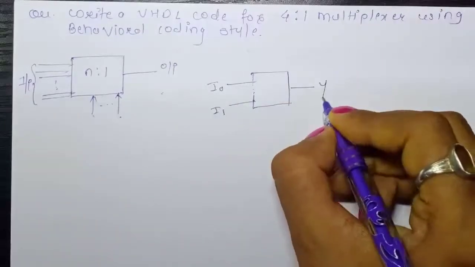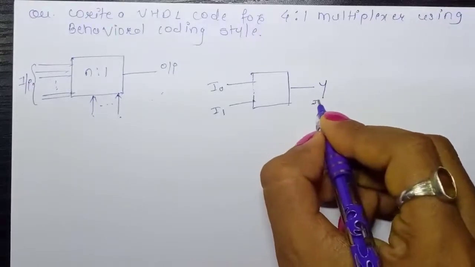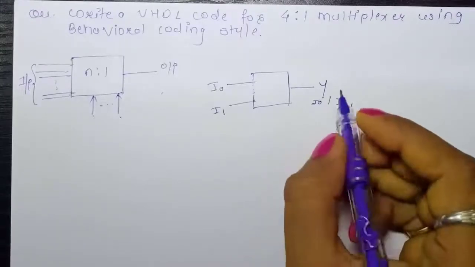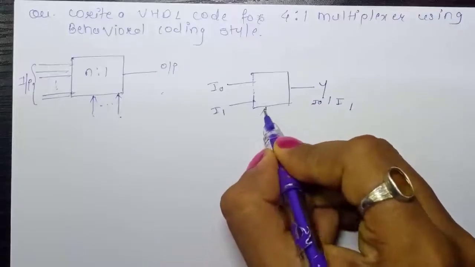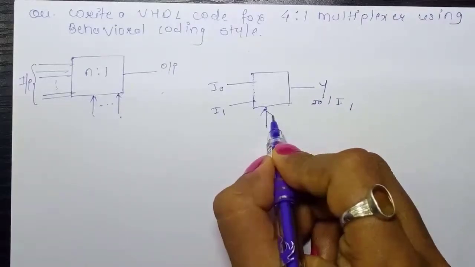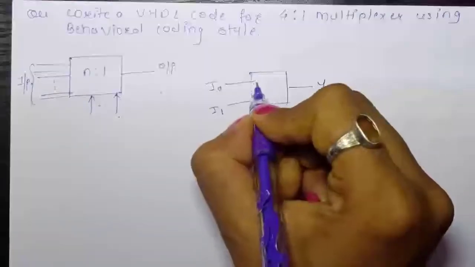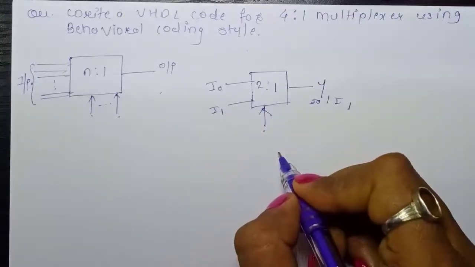Now the output is Y. Output is only one, so which can be either I0 or I1. Now who will decide this? This will be decided by the selection line. Now the block diagram has only one selection line. This is 2:1 multiplexer.